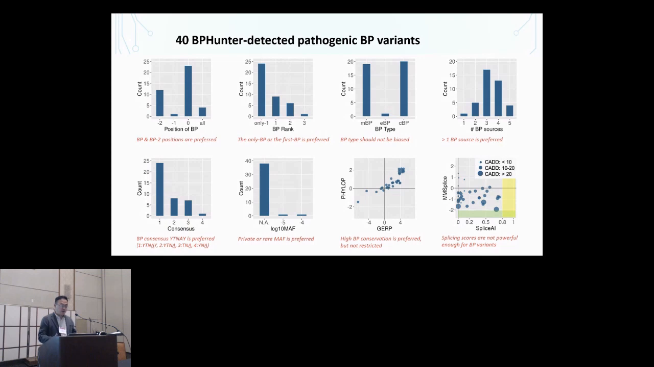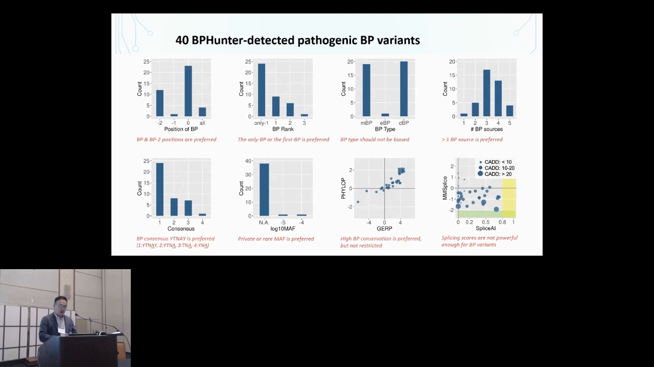And then the conservation scores: we see a larger proportion of those having a positive score for both PhyloP and GERP, but we still observe some of them having a negative score in both cases. So the high conservation score should be preferred but not required.